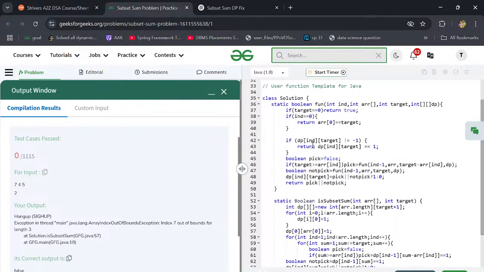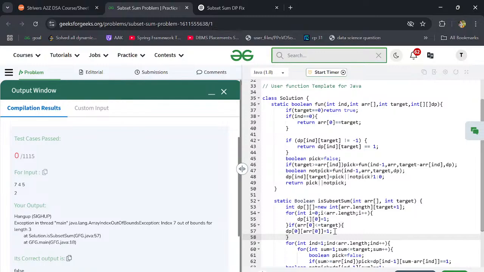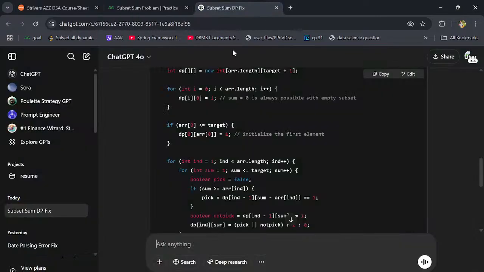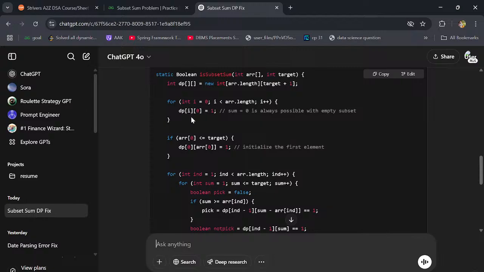One second. You have to do this if this is the condition. I mean, I heard that this is the condition that you will always miss, but I don't get it. Let me try this. Target, how can it be the target? Yeah, sum, it could be sum. I mean, initialize the first element.